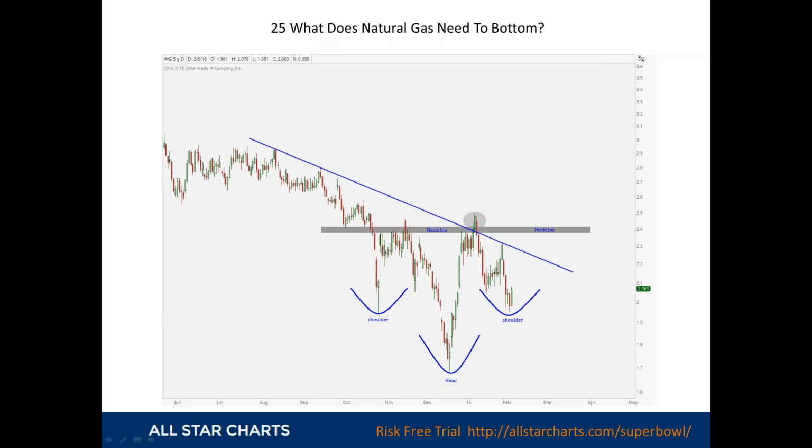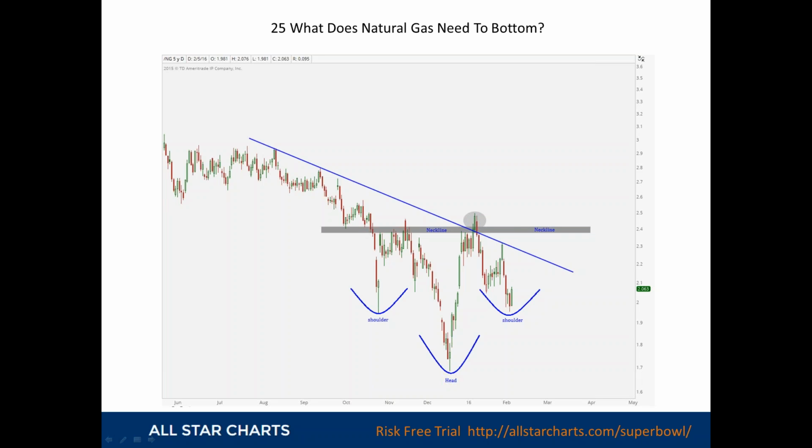So here's the top 25 charts in the world right now, in my opinion, and I think natural gas is one that is very widely followed, and you guys ask me about this constantly. So what is the answer? It's going to take some time. What does natural gas need to bottom? And I think answer number one is time. Bottoms are a process, and we're not quite there yet.